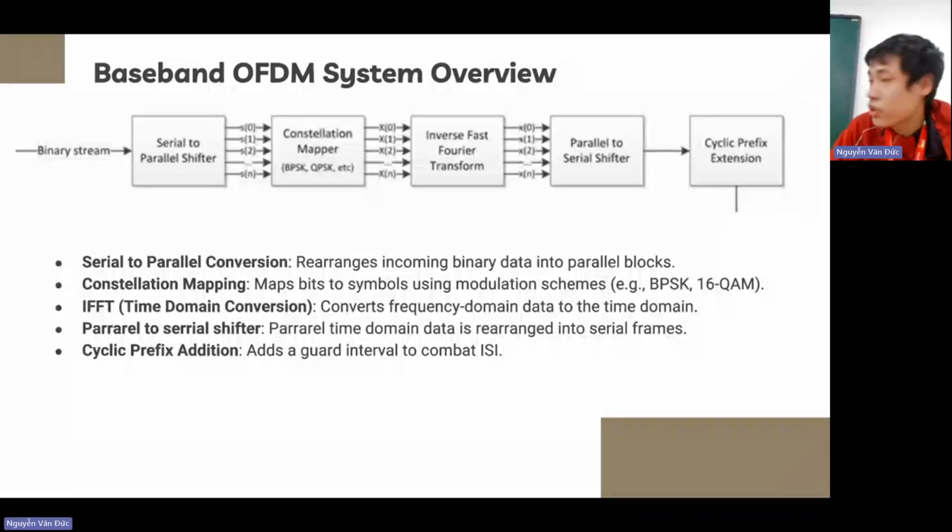Next, it will go through the IFFT block to convert from the frequency domain to time domain. Next, it will go to the parallel-to-serial converter to rearrange into a serial stream. Next, we'll be adding the cyclic prefix extension to combat the ISI.